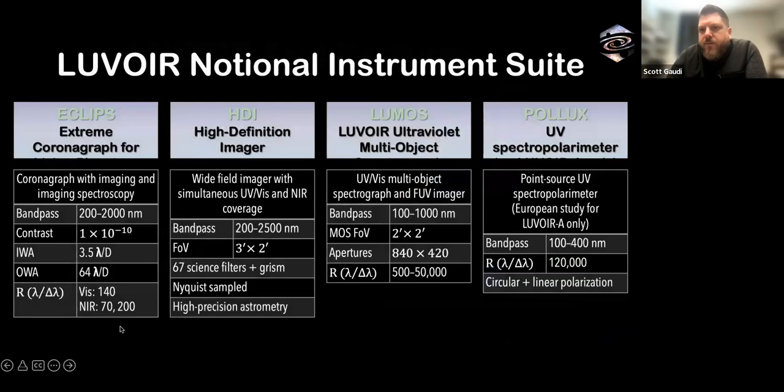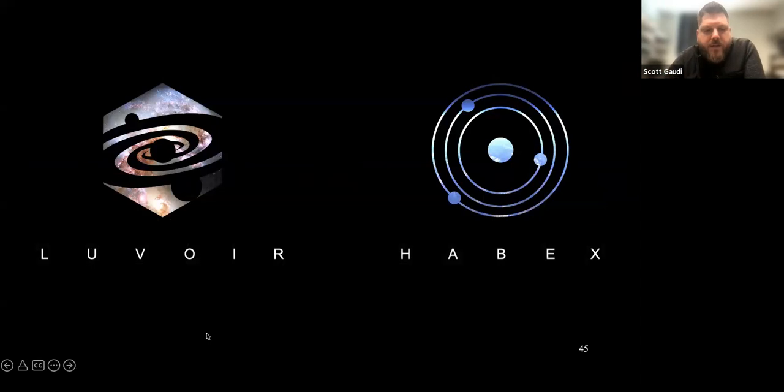4 instruments as well for LUVOIR. 3 of them map very closely to 3 of the instruments on HabEx. One of them is very unique, which is Pollux, a UV spectropolarimeter. LUVOIR did not consider a starshade in detail, and therefore did not have a starshade instrument. Now, I think that's something that should be considered when going forward with the 6-meter telescope, the so-called 6-meter telescope design.